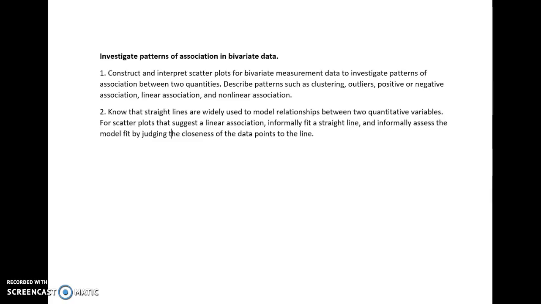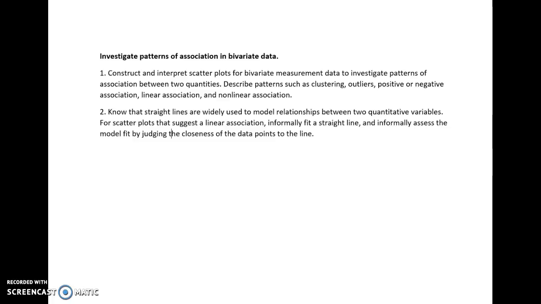Number 2, know that straight lines are widely used to model relationships between 2 quantities, between 2 quantitative variables. So, for example, if something is increasing, that causes another thing to increase as well, and that would be a positive association. For example, if height of a child is increasing, then their shoe size typically increases as well. So there's that kind of association.